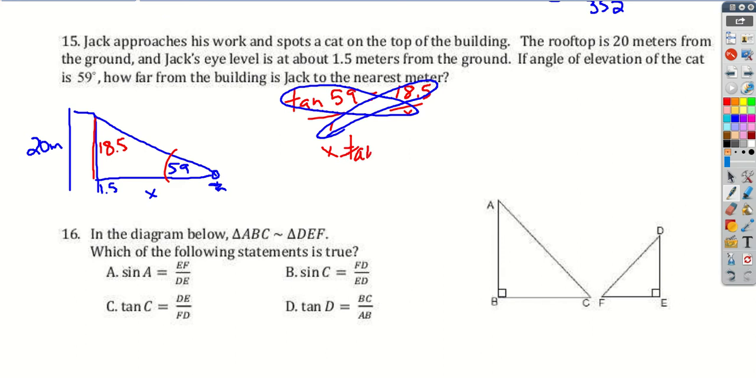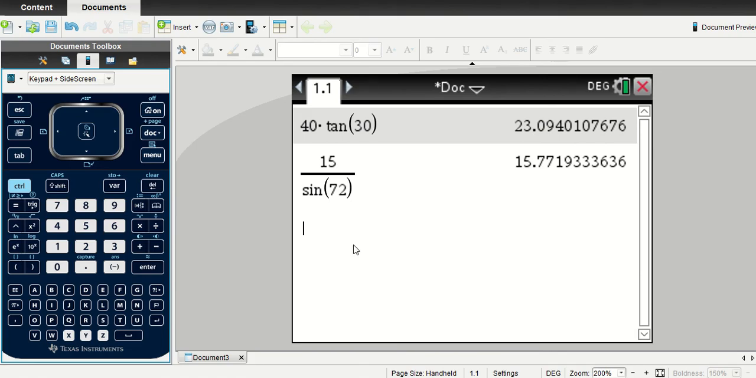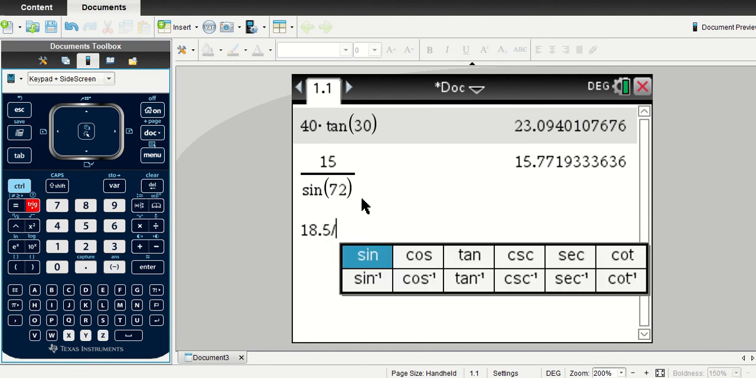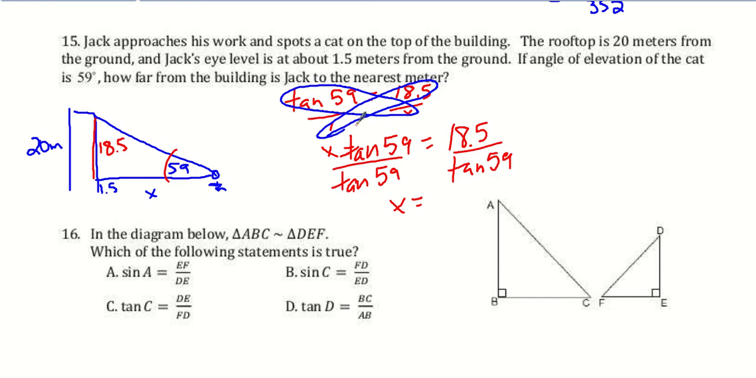All right, x times the tangent of 59 is equal to 18.5. And then I'm going to go ahead and divide out by the tangent of 59. And then this will give me my answer. So x is going to equal, okay? We're going to go ahead and grab our calculator here. All right. And we said we're going to do 18.5 over the tangent of 59. So we're going to trig tangent 59, and we get 11.1. We're going to the nearest meter, so that's 11 meters. That's how far away from the building he is.